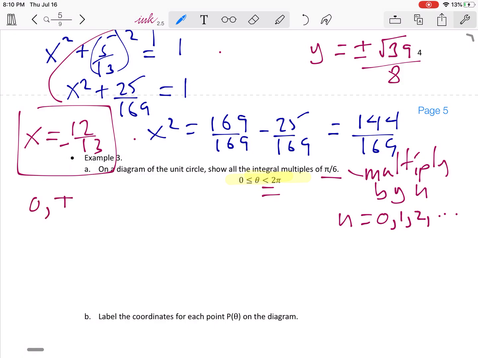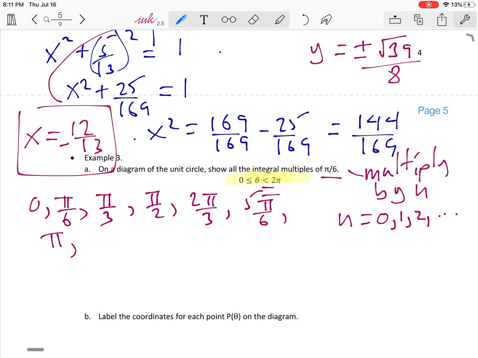So when you do your multiples here, I'll just list them. You got 0, pi over 6 when we multiply by 1, pi over 3 when we multiply by 2, that's in lowest terms. Then we've got pi over 2, 2 pi over 3, 5 pi over 6, pi itself, okay, so that's 6 pi over 6, and then 7 pi over 6, 4 pi over 3, 3 pi over 2, and 5 pi over 3. Okay, so there's all your multiples.